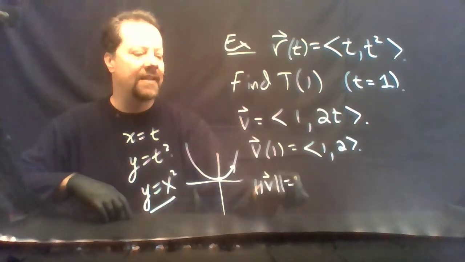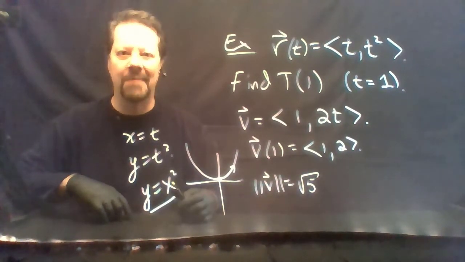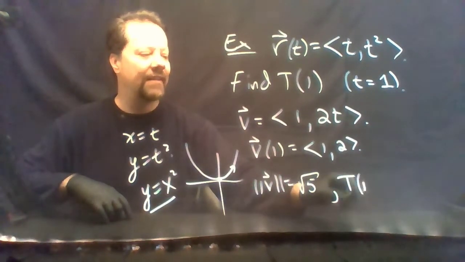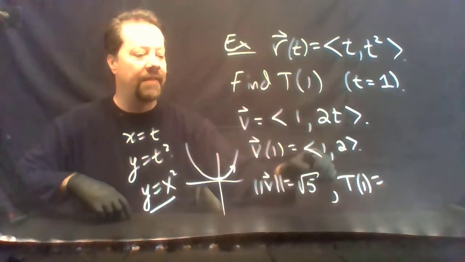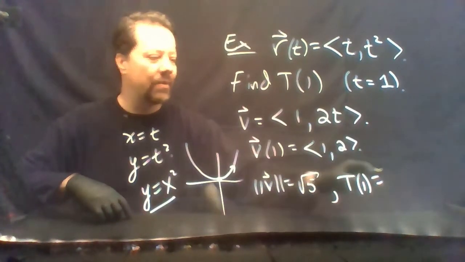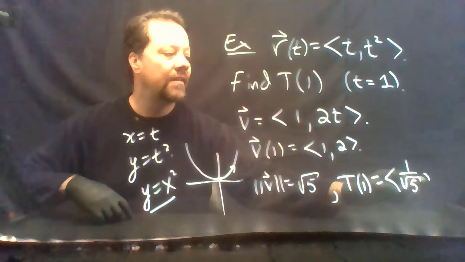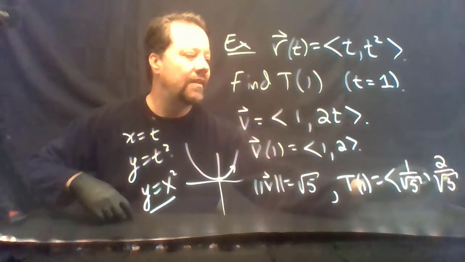The norm of the velocity vector is the square root of 5 then. Square the coordinates, add them up, and take the square root. The unit tangent vector at 1 then is going to be the vector v divided by the norm. That's going to be 1 over the square root of 5, 2 over the square root of 5.